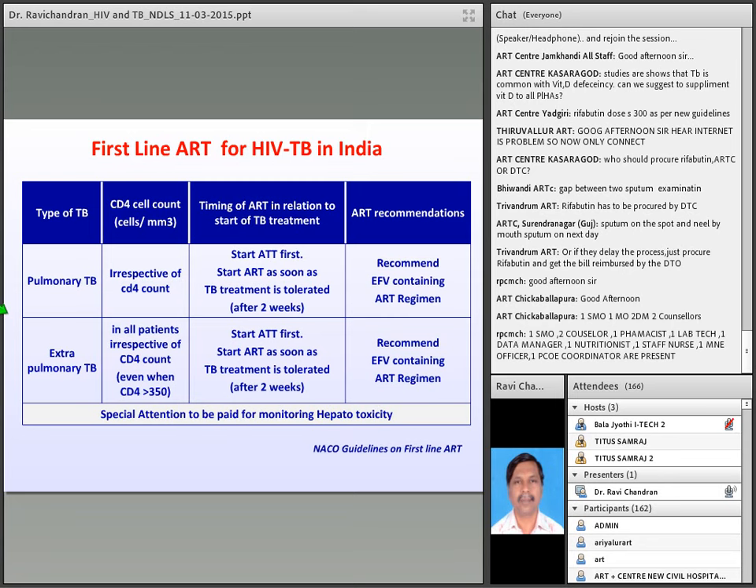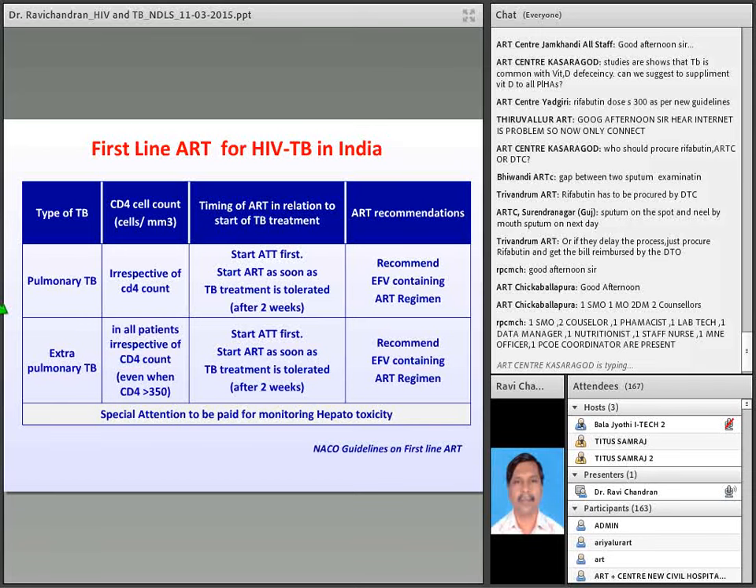In extrapulmonary tuberculosis also, irrespective of the CD4 count, we can start the efavirenz containing ART regime. Again here the antituberculosis treatment should be started first, and the ART can be started as soon as the patient can tolerate the ART, that is after 2 weeks, but within 2 months after starting the antituberculosis treatment.